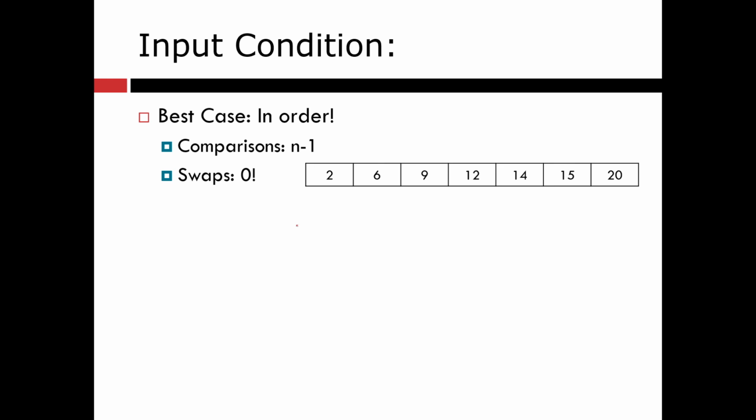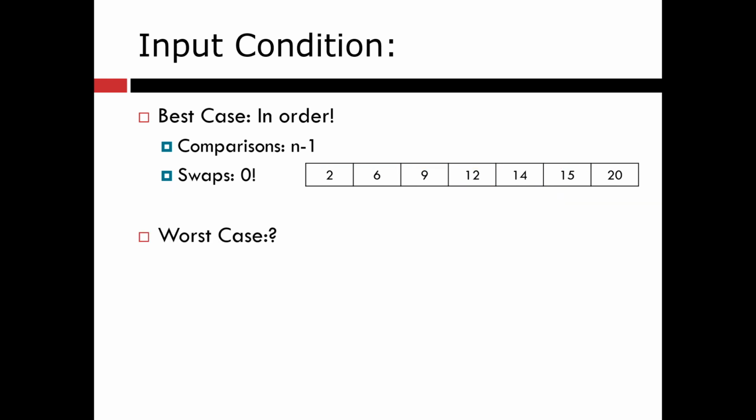So when we're looking at this, does 2 need to swap with 6? No. Does 6 need to swap with 9? No. Does 9 need to swap with 12? No. 12, 14? No. 14, 15? No. 15, 20? No. We've just gone through the entire array and our exchange flag is still false. We then exit out of our loop and we say, hey, it's sorted. We're good. That's as efficient as you can possibly be. You can't actually go any faster than that.